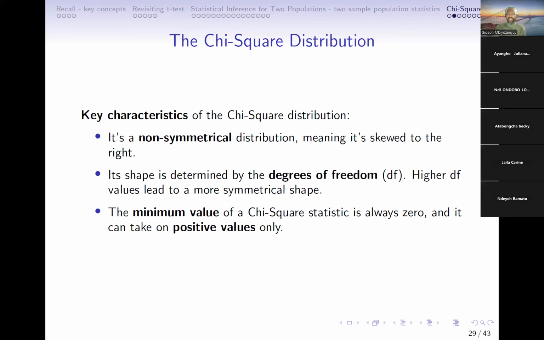The minimum value of a chi-square statistic is always 0, and it can take on positive values only. The graph does not extend to the left. It starts from 0 and extends to the right.